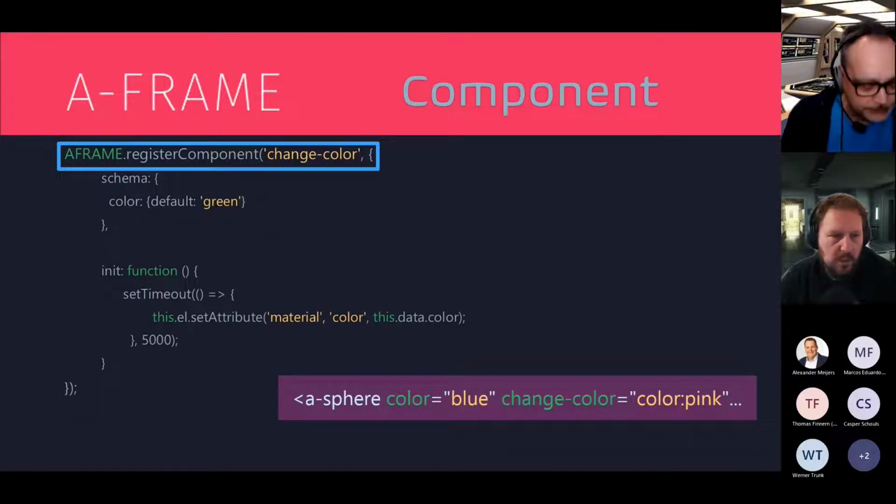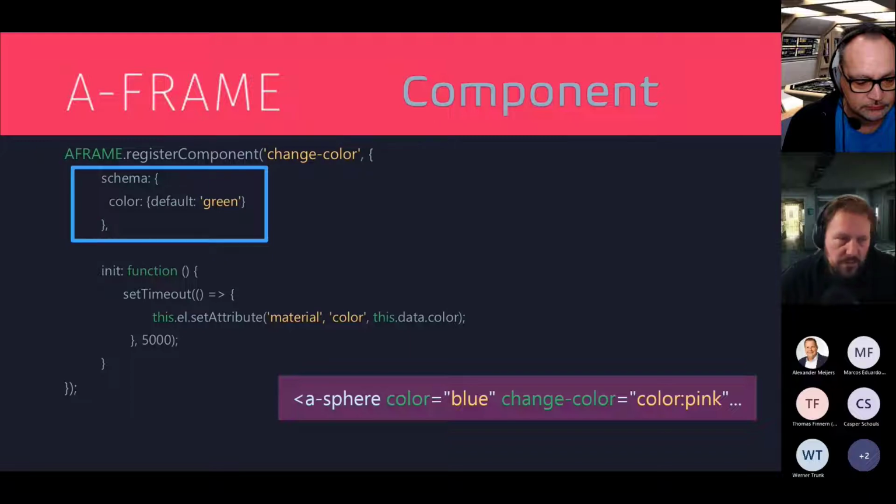Then the last thing I want to show is the component. You will see these a lot. You need to register them with A-frame. You give them a name. They have a schema. These are the properties of the component. In this case, it has a color that is default green. If you don't specify it, it will be green. Otherwise, it will be what is specified. The colors that are used are just HTML colors, which is pretty helpful.